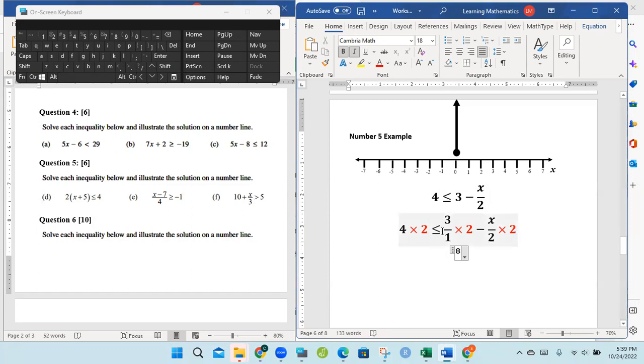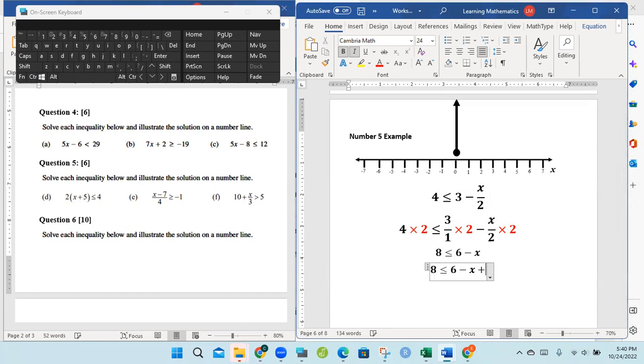Less than or equal to 3 2s are 6, minus x. Okay. Because 2 divided by 2 will give you 1. 2 3s are 6, 4 2s are 8. Now, x is negative. We don't want to divide by a negative 1.